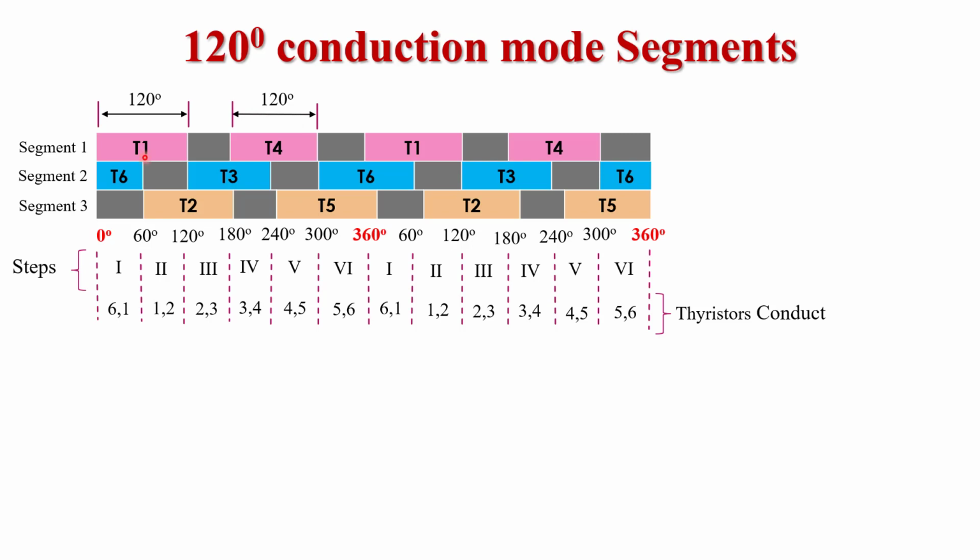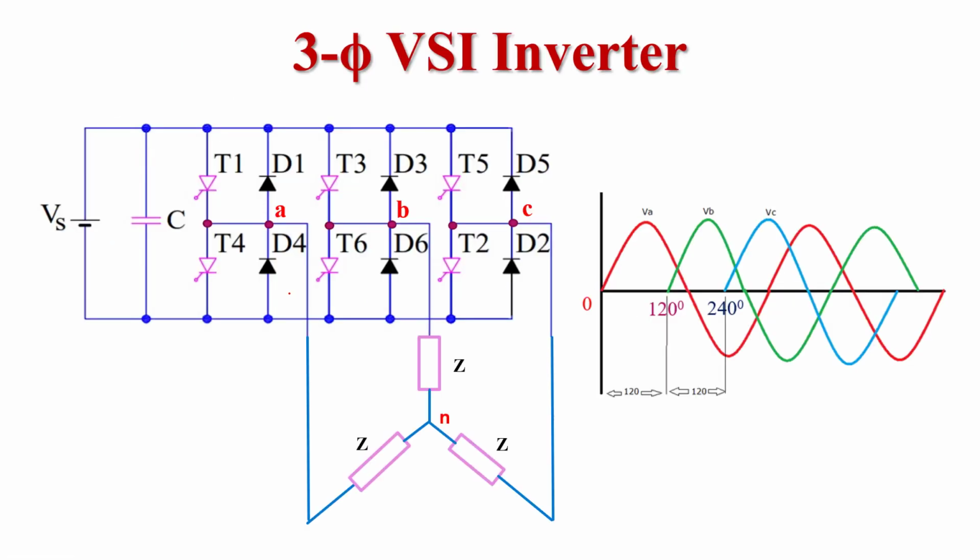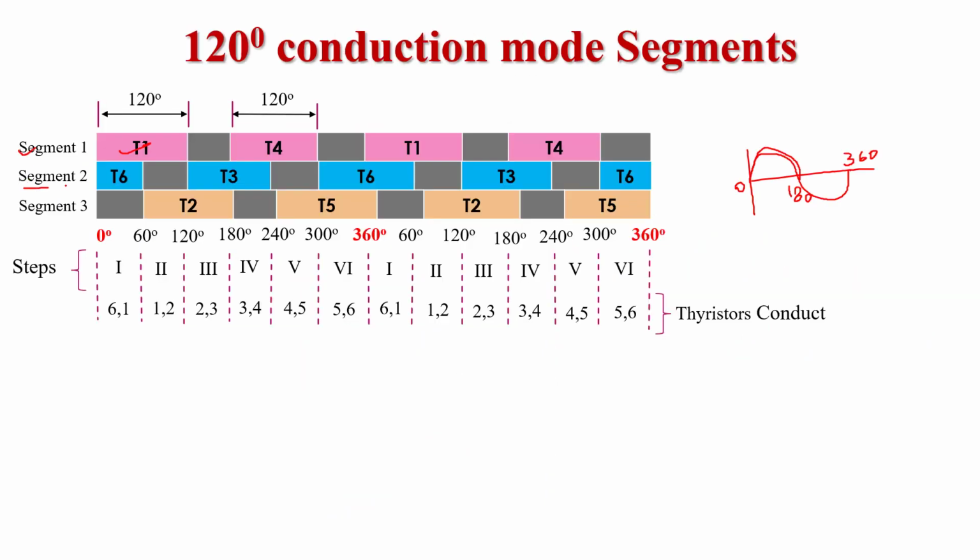As I have already told, here we see in the circuit diagram, the circuit is divided into three segments. This is the first segment, this is the second segment and this is the third segment. The first segment consists of thyristor pair T1 and T4. The second segment consists of thyristor pair T3, T6 and the third segment consists of thyristor pair T5 and T2. So first we consider segment 1. In segment 1 we have two thyristors T1 and T4. One by one each thyristor will conduct for 120 degrees because it is a 120 degree conduction mode.